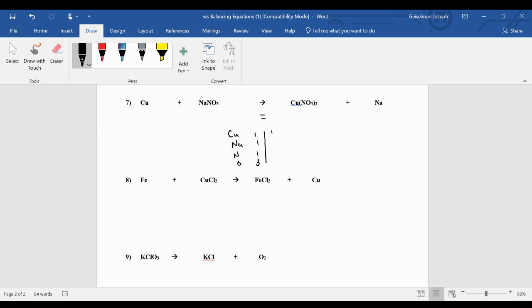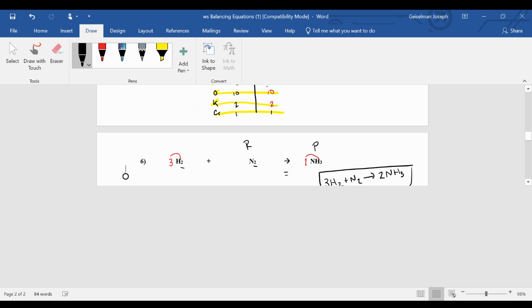We have 1 copper, we have 1 sodium, and because this distributes to both things in parentheses, we have 2 nitrogen and 6 oxygen. All right, well, this seems like it'd be a pretty easy fix, right? The first thing, let's see what we can do on this side to get that oxygen number from 3 to 6. The easiest one, multiply it by 2.